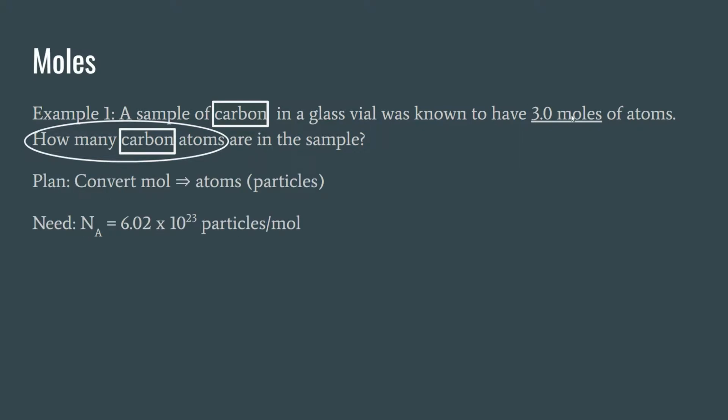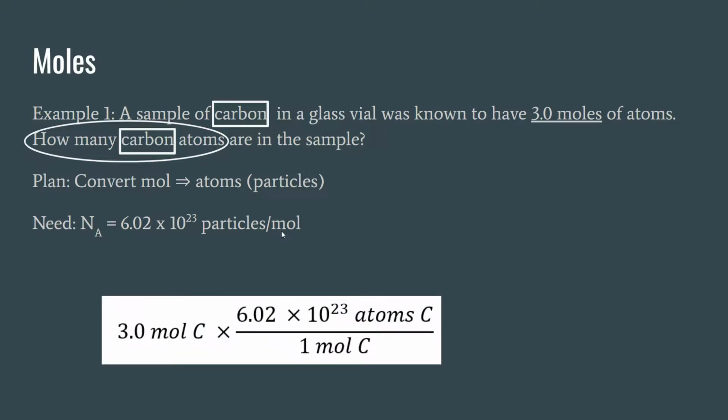The key between moles and atoms is Avogadro's number, 6.02 times 10 to the 23rd particles per mole. Now, this is just simple dimensional analysis. I don't need to go to the periodic table. The carbon is extra right now. I know I have 3 moles of carbon, and there are 6.02 times 10 to the 23rd atoms of carbon in 1 mole of carbon.